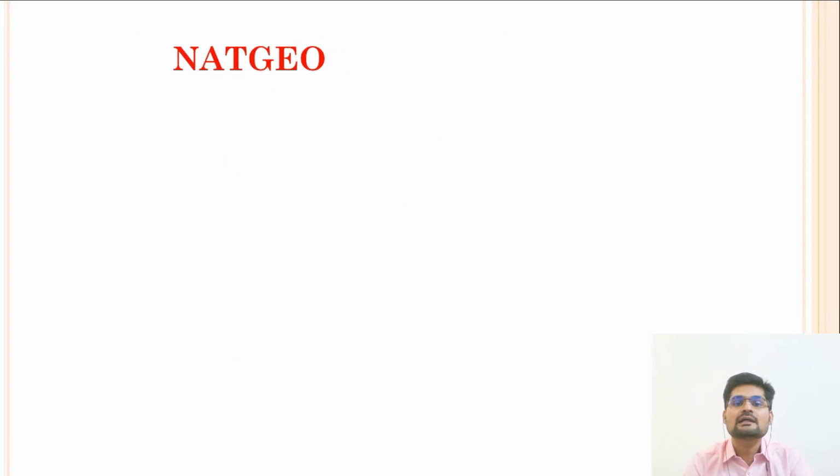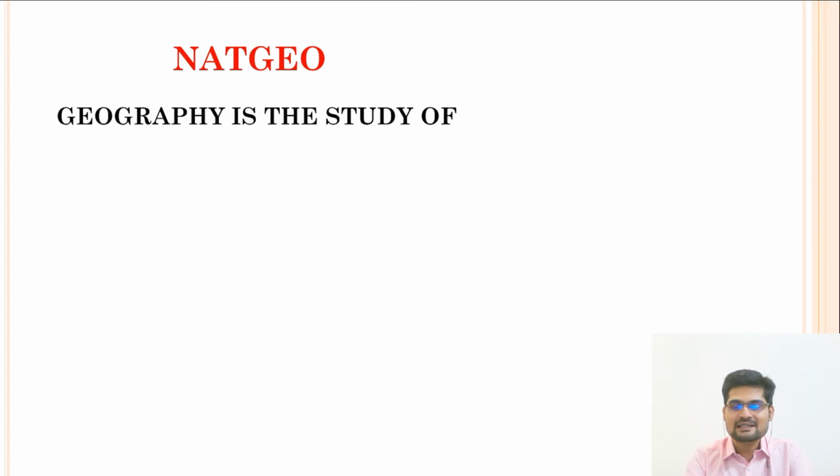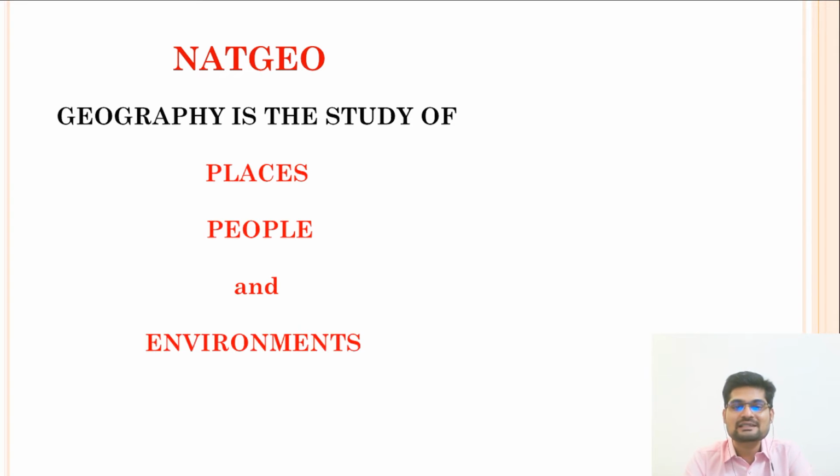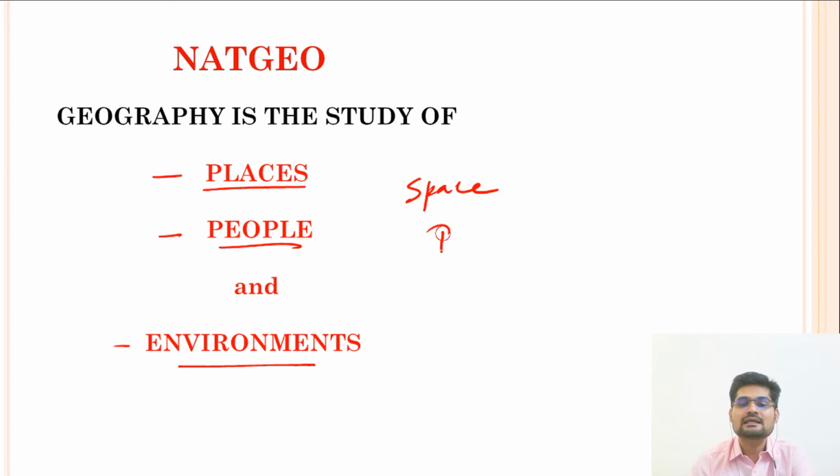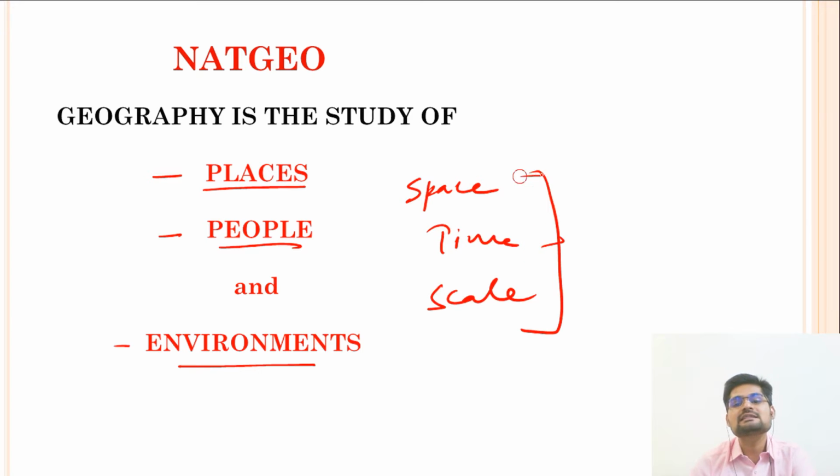Now let's look into the definition given by National Geographic. What does National Geographic say? That geography is the study of places, people, and environments. As simple as that. Just three things you have to remember in terms of the National Geographic definition, that geography is basically the study of places, people and environment. In what ways do we study them? We study them in terms of space, time and scale. So these things are the basic building blocks of the subject matter of geography.